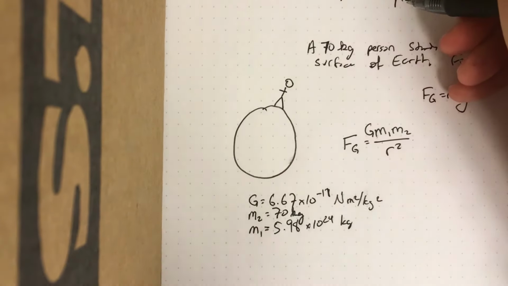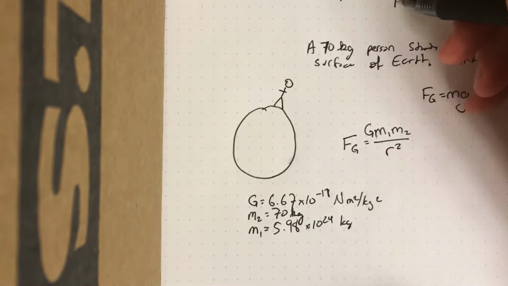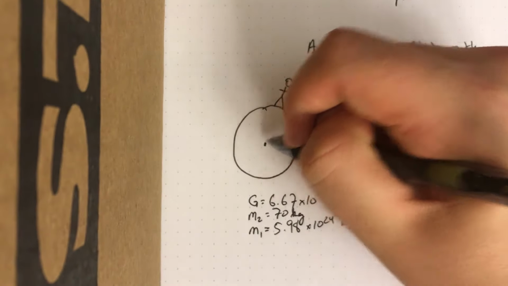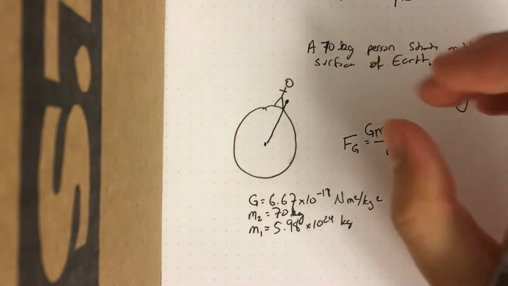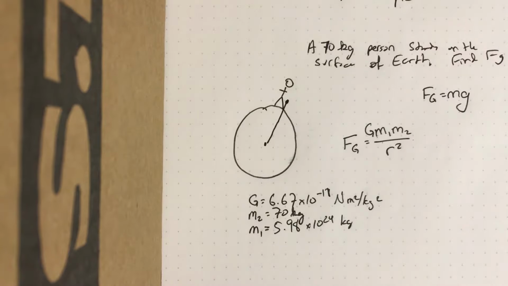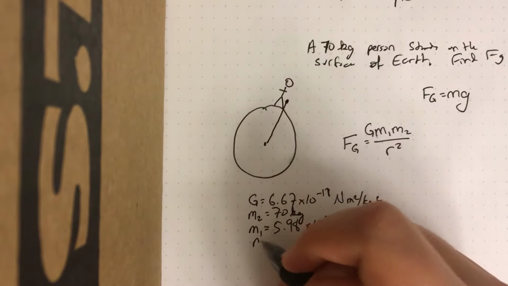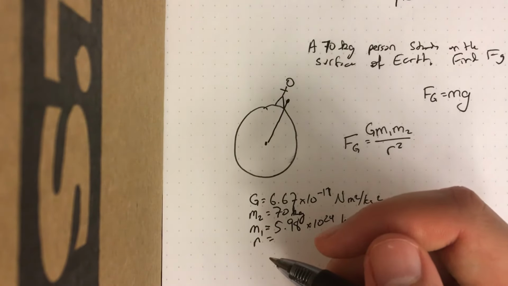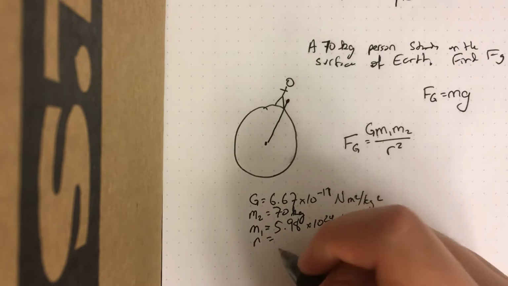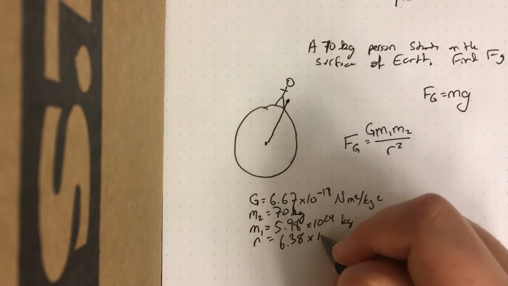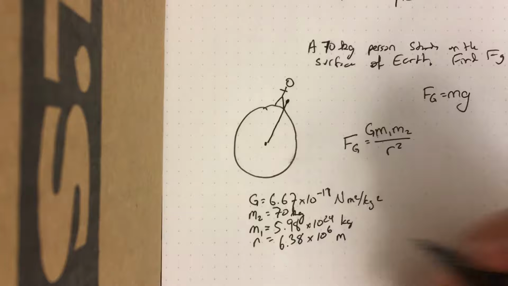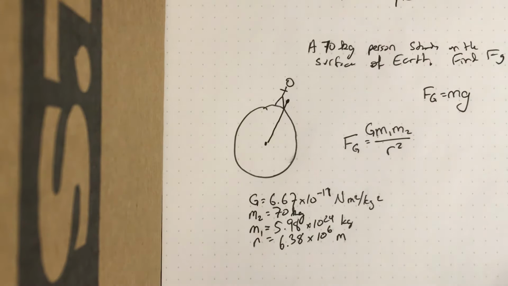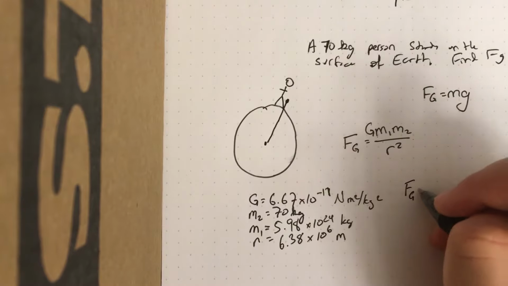And what's this r going to be? Remember, the radius is the distance between the centers of the two objects. So that's basically going to be the radius of the Earth, because this guy is so small that it shouldn't matter how far above the Earth his center of mass is. The radius of the Earth, which is another thing I would look up in the book, is 6.38 times 10 to the third kilometers, but I need it in meters, so that's 10 to the 6th meters.